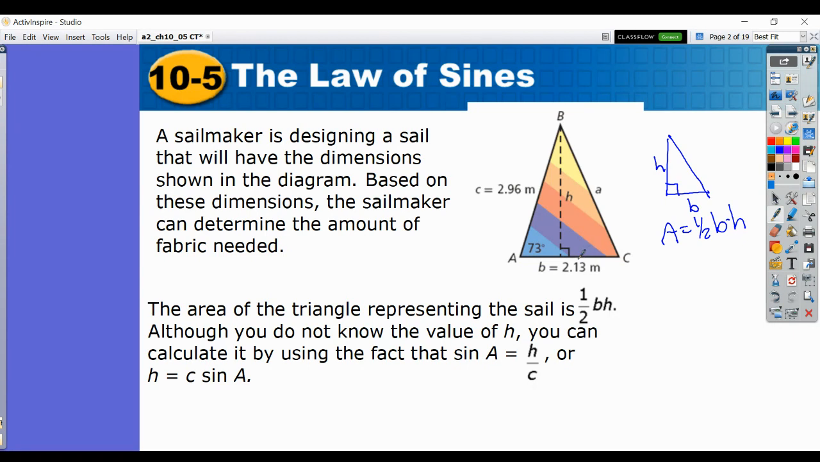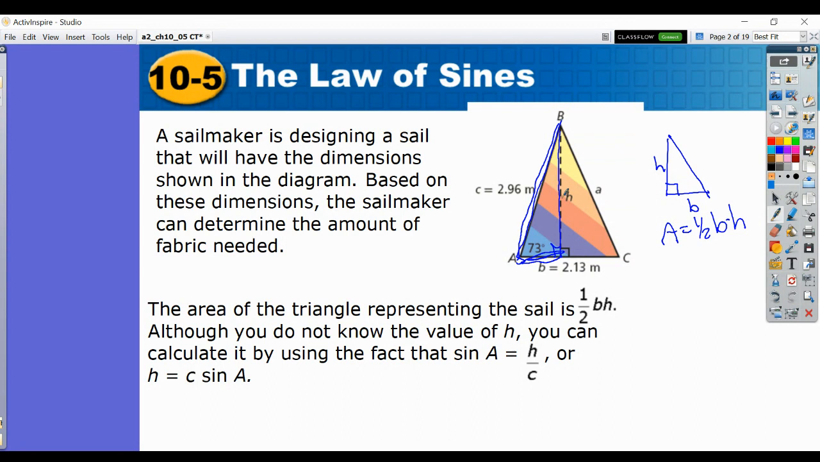So here we have a sail. The sailmaker needs to know how much fabric to use, and the area of a normal triangle is 1/2 base times height. So how would I find this height? Well, in this big triangle, we can see a right triangle on the inside of it. So I'm basically talking about just the left-hand side. Excuse my not straight lines here. And we have a right triangle there.